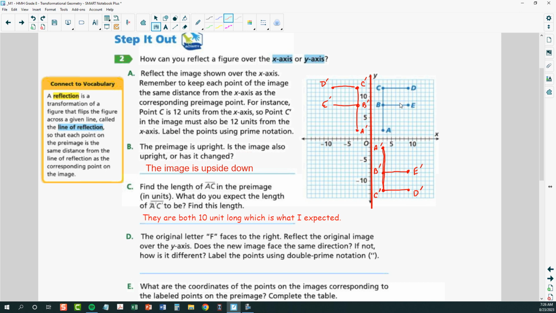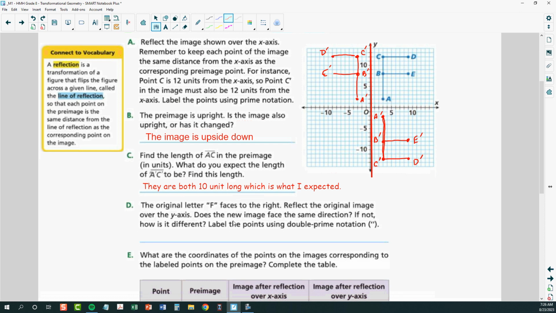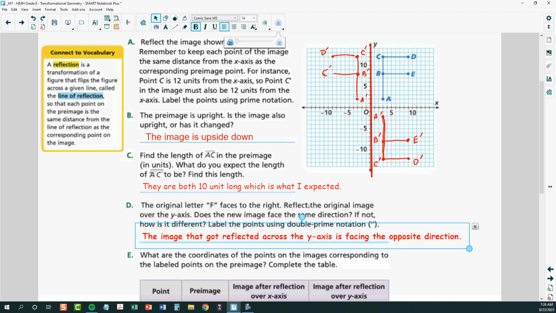Now look, you took your grade and you turned it around. Yay, good job. I kid, I kid. All right, so right here, the original face to the right, the image is gonna now face to the left. So right here, it is gonna face in the opposite direction.